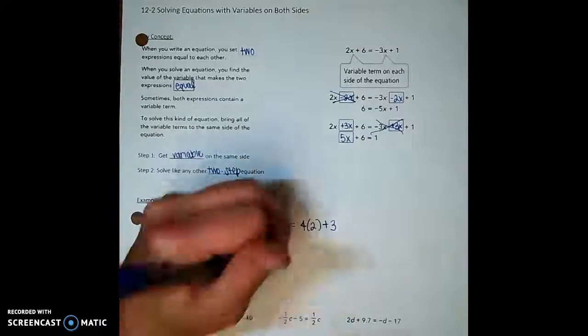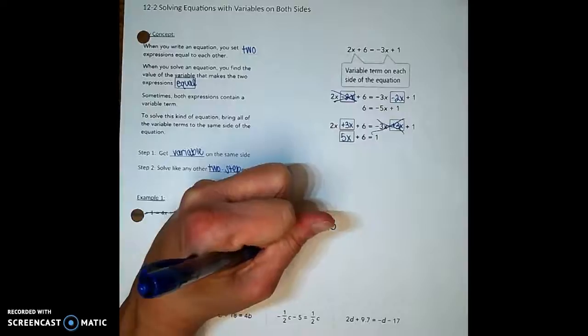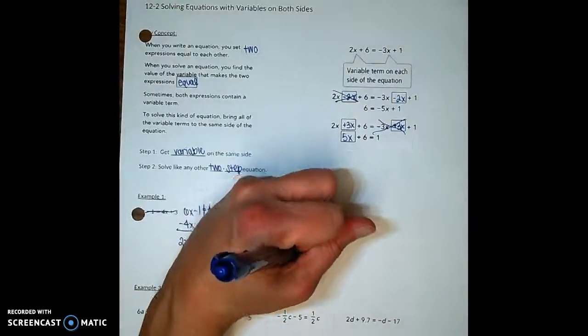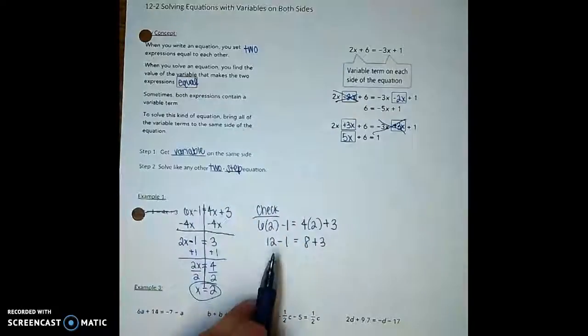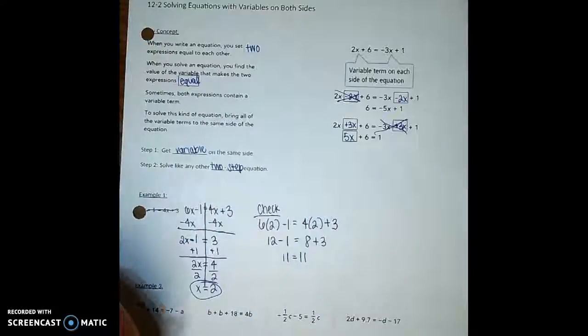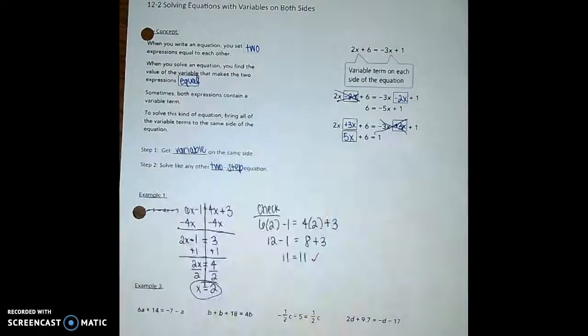So 6 times 2 gives me 12. So I end up with 12 minus 1. On the other side, 4 times 2 gives me 8, so I end up with 8 plus 3. And both 12 minus 1 and 8 plus 3 simplify to 11, so I get 11 equals 11, so I know that I didn't make a mistake.